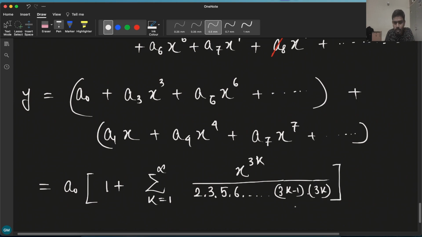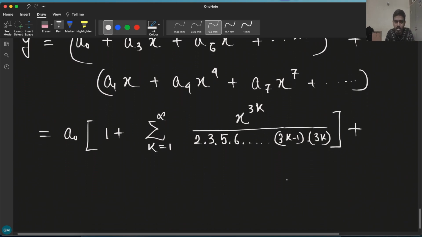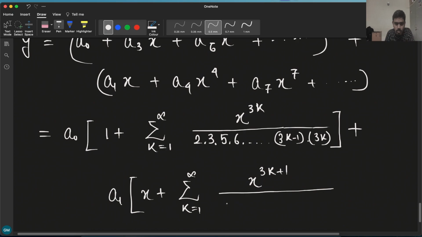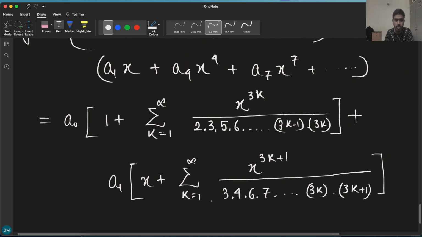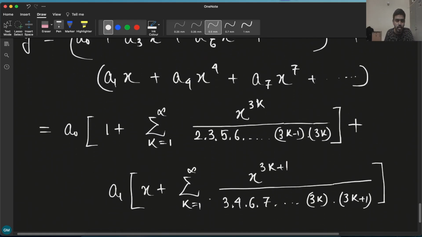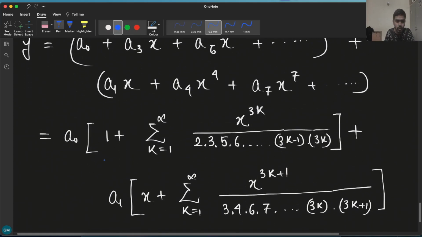So this will be the series of a0, the first series, and the second series will be a1 times x plus the sum from k equals 1 to infinity of x to the power 3k plus 1, divided by 3 times 4 times 6 times 7 times dot dot dot 3k times 3k plus 1. So these will be the two solutions.